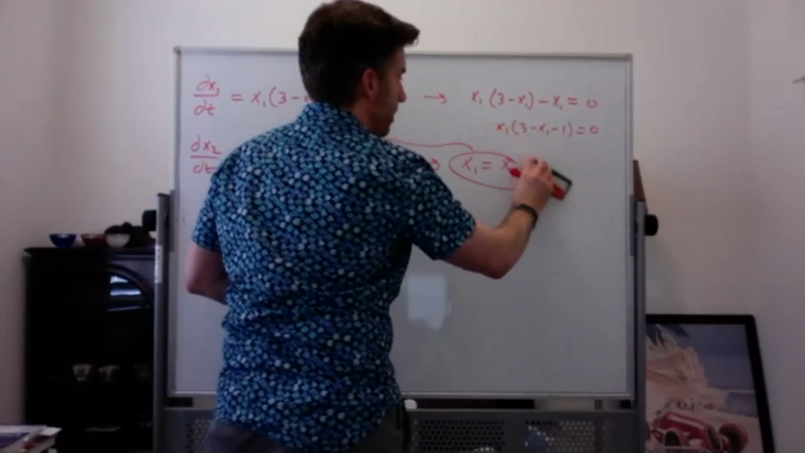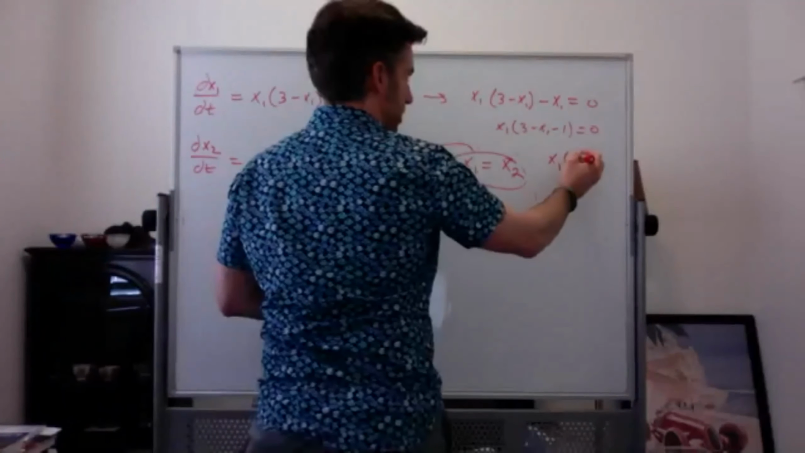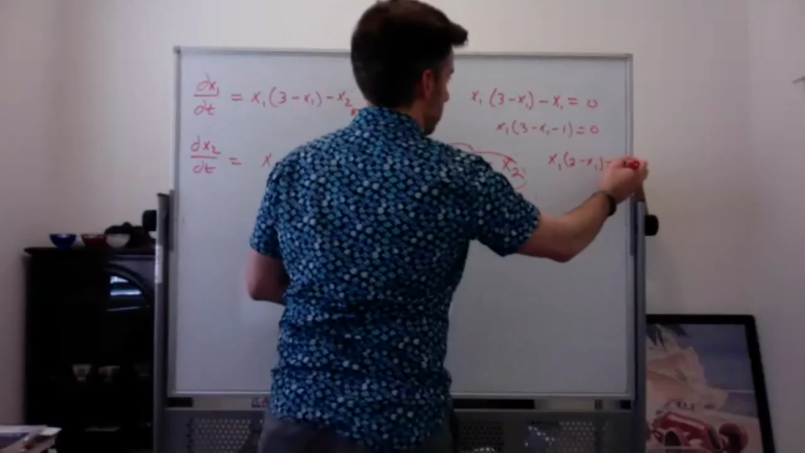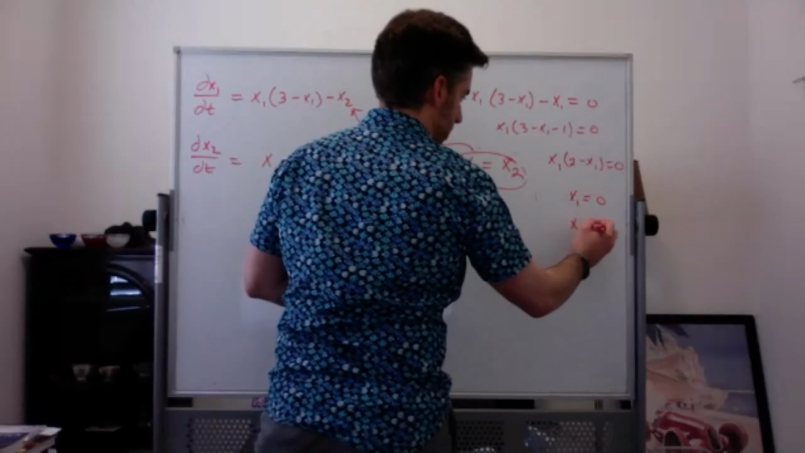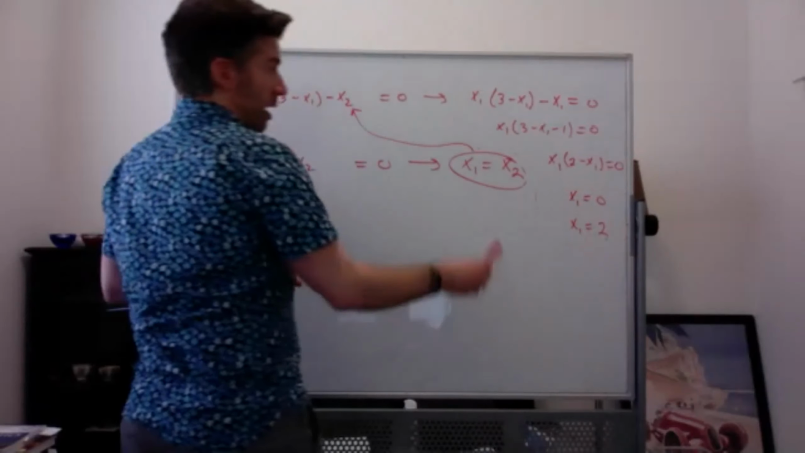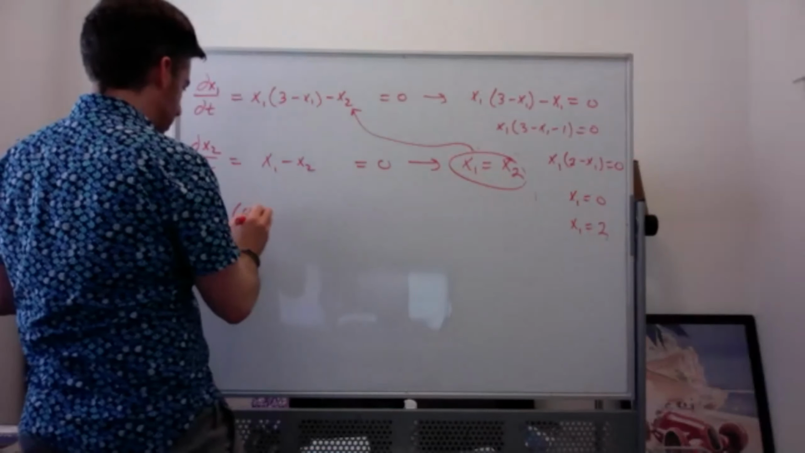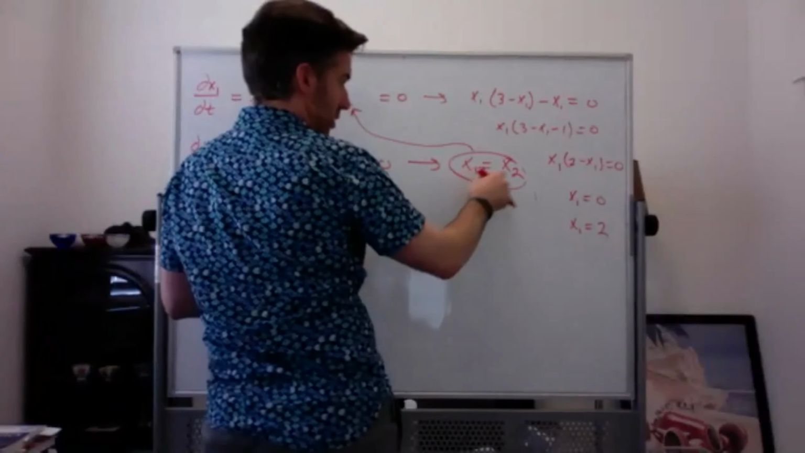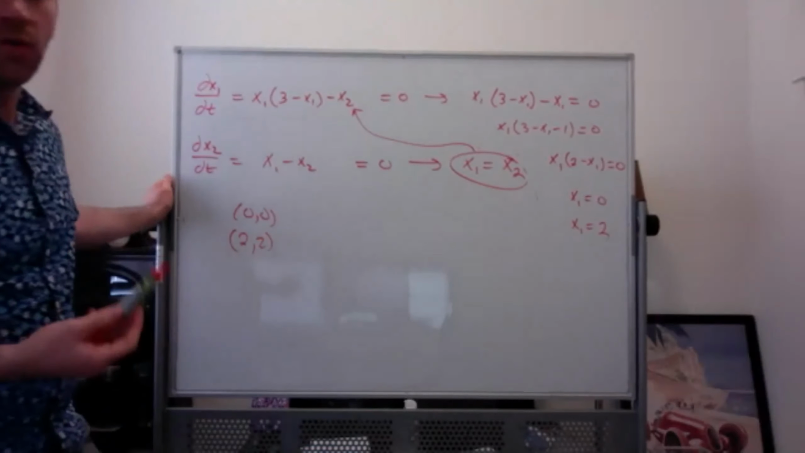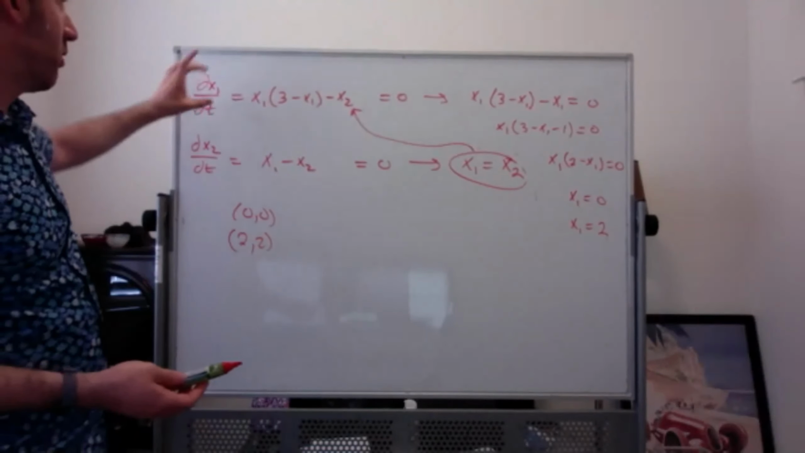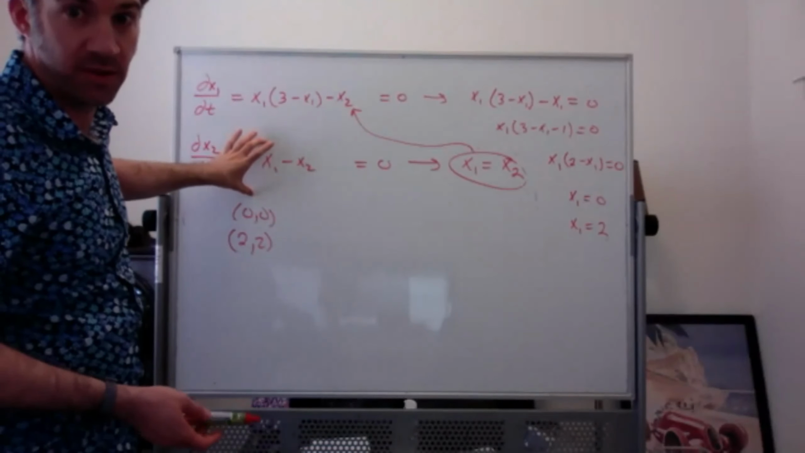And so what's happening here is I'm solving this, and I'm getting x1 times 2 minus x1 equal to 0. So my solutions are x1 equal to 0 or x1 equal to 2. If x1 is 0, x2 is 0, so I get the point 0, 0. And if x1 is 2, x2 is 2, so I get the point 2, 2. And those are the only points that solve this system and this system at the same time, right?